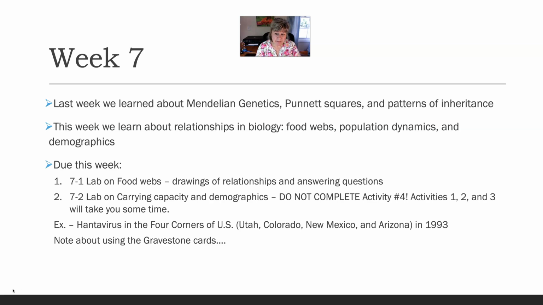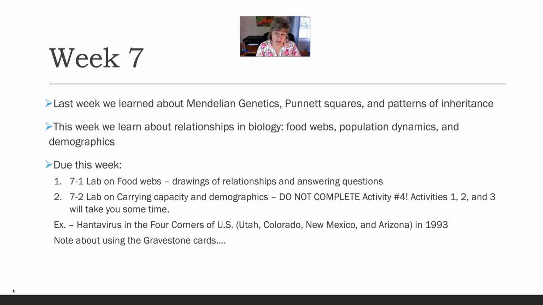One word about this, there is an activity 4. Do not do activity 4. That's looking up more information, and you have got plenty to do because there are 3 different activities in this lab, and it is going to take you a little while to do. So I'm just telling you that up front. That one's going to take a while.